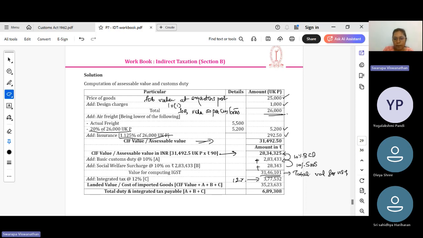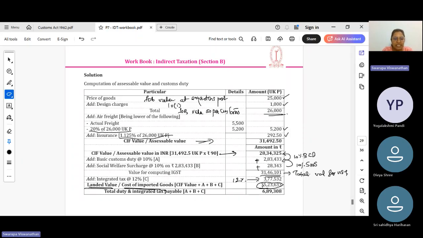Once you add this, you will get the cost of imported goods, also known as landed value. Landed value means at the time of clearance to home consumption, when it enters into the domestic market, it enters at a value of 35,23,633. It is called landed value.